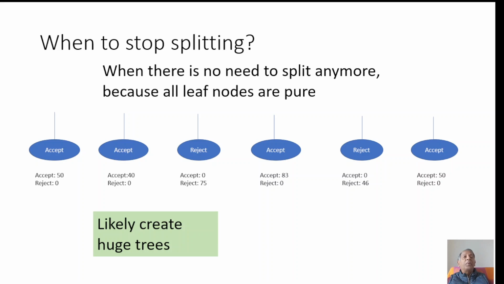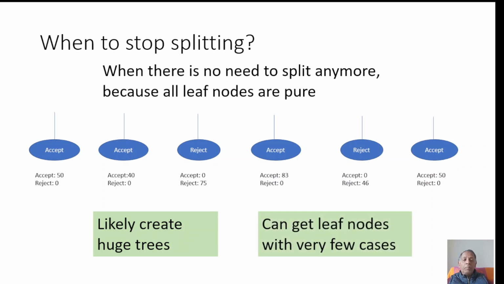And even if it did happen, you would probably end up creating very big trees, big in the sense of deep trees, leading to many, many decisions before you can reach that point. And there are lots of disadvantages with having trees which are very big. We will look at that also later on.